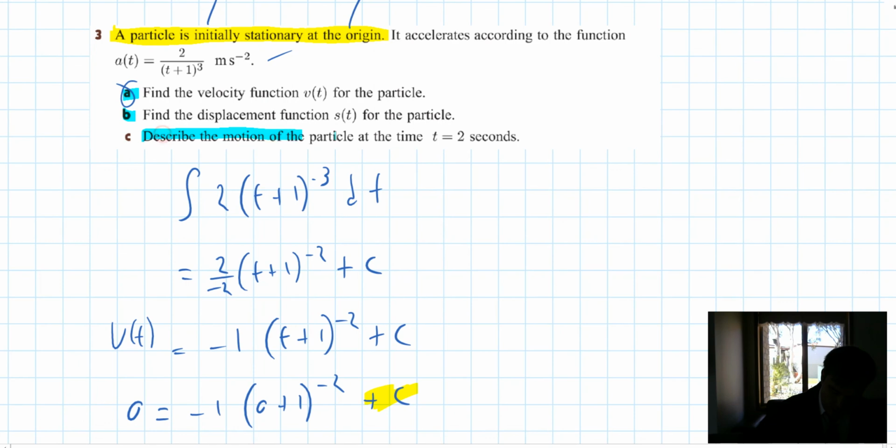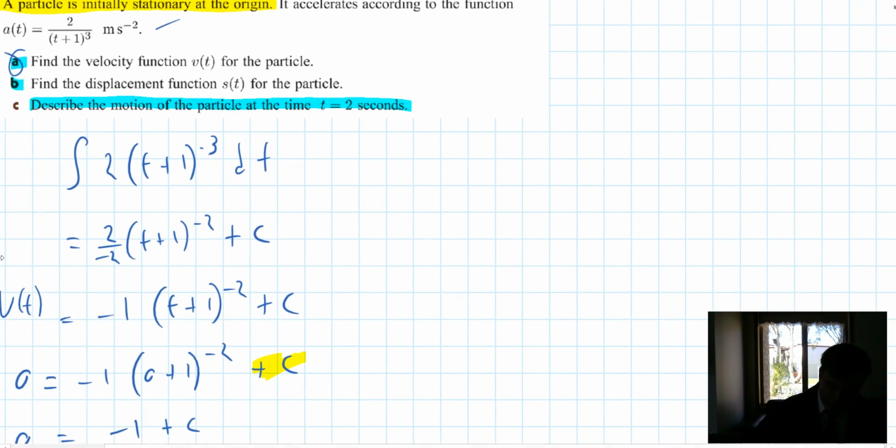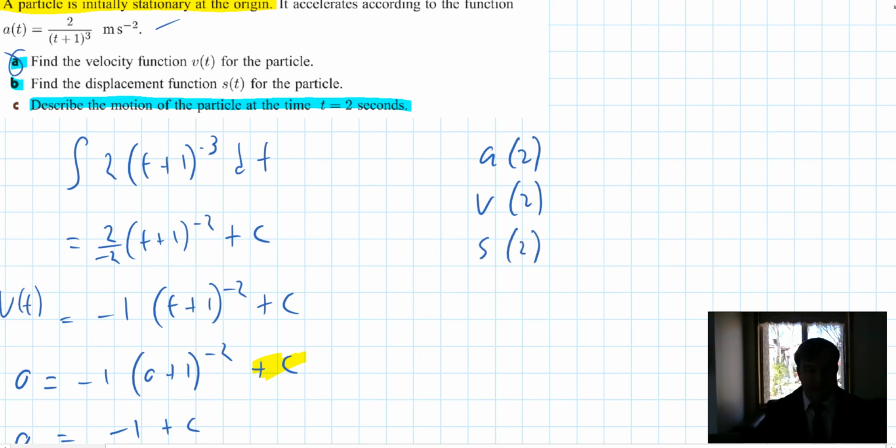Then it says describe the motion at time equals 2 seconds. What we need here is A2, V2, and S2. And then describe implies a sentence answer. I'm not going to go through it, but you need to sub in 2 to our acceleration, our velocity, and our displacement, and then describe that. So this came out as, it doesn't, but if it came out as 7, you would say it's moving 7 meters per second squared to the right.